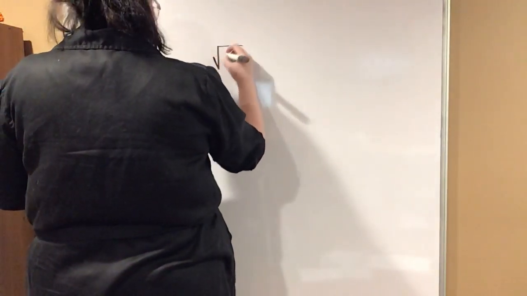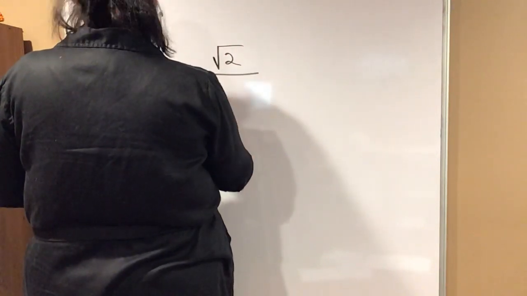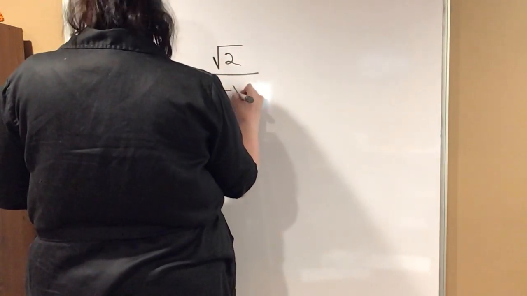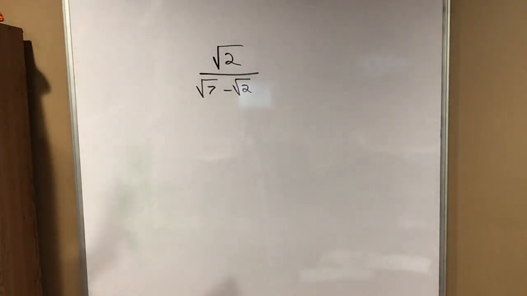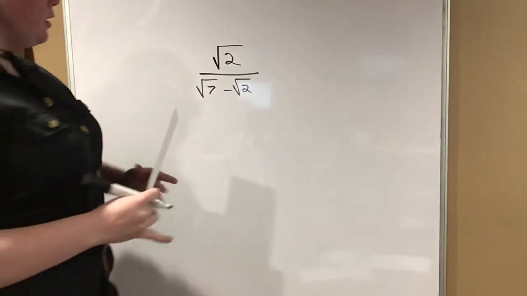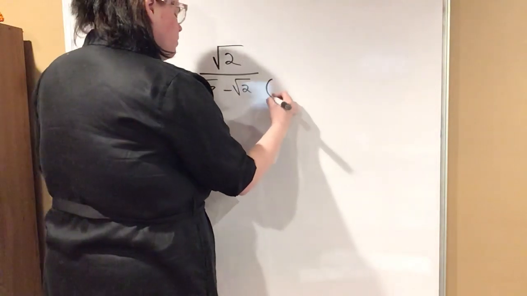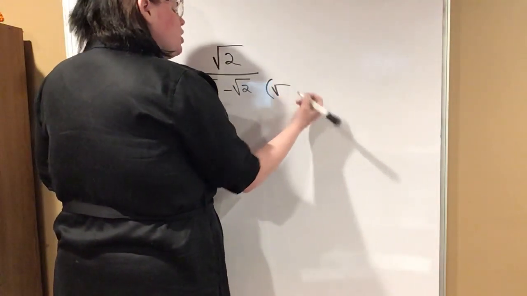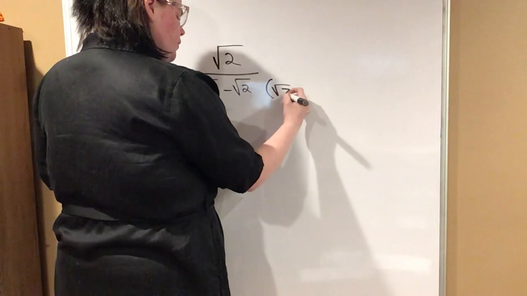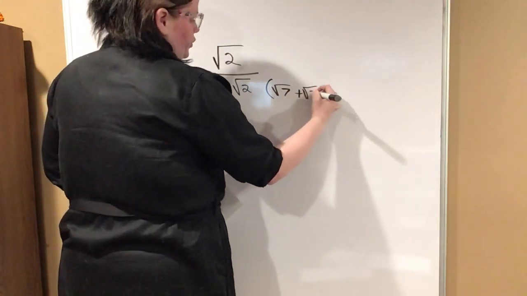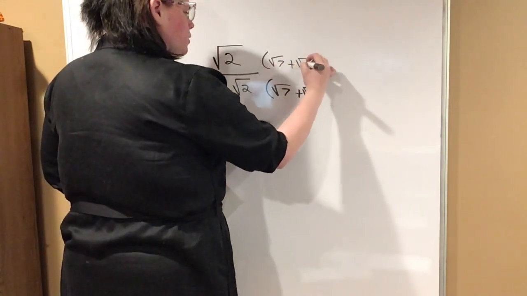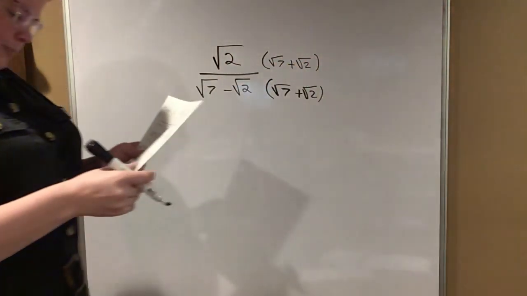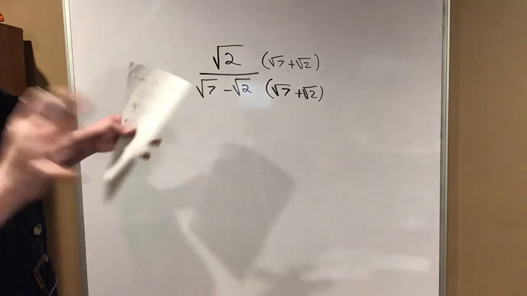So if you're given square root of 2 over the square root of 7 minus the square root of 2. Well, to rationalize this denominator, we actually have to do it by the opposite of this. So instead of multiplying by the square root of 7 minus the square root of 2, what we actually multiply by is the square root of 7 plus the square root of 2 on both sides, top and bottom. Because that will get rid of it. And I'll show you how it gets rid of it.